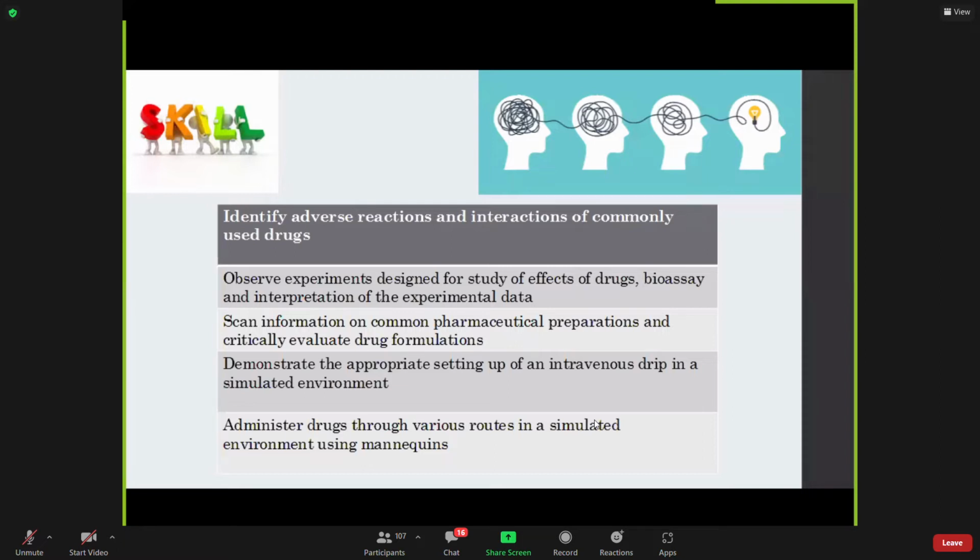What is a mannequin? See, wherever there is a simulated environment using mannequins, in other words, there is no real patient, but you would be performing the skill required in a real patient by hands-on.